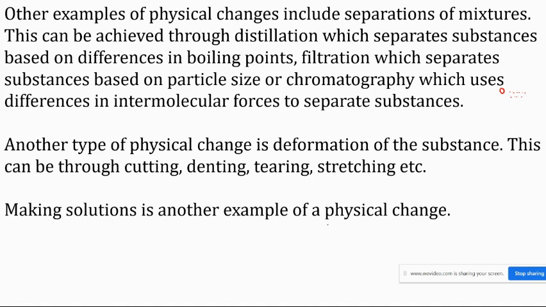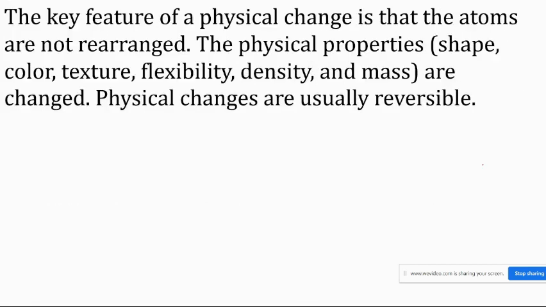Solutions then are another type of physical change. When you take water and you put sugar down in it, and you make your Kool-Aid, we could evaporate that liquid off and we would be left with that powder again. Okay, these are just physically changed. They're not going through any kind of chemical change.